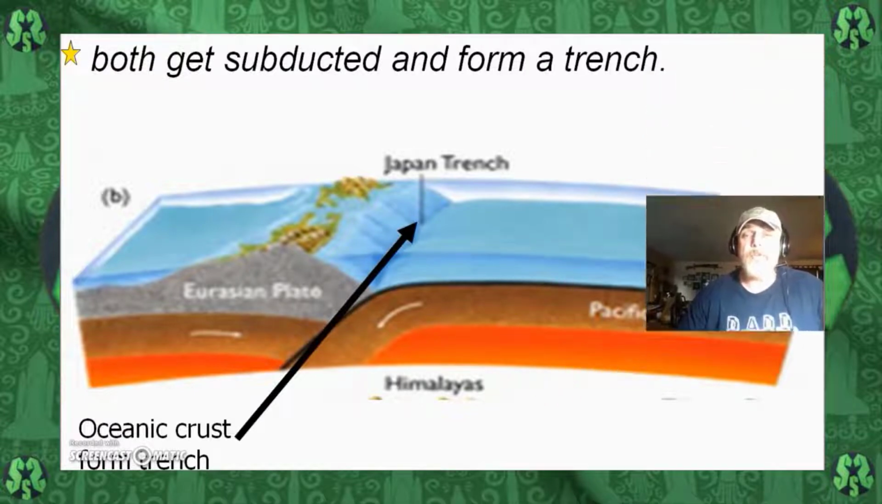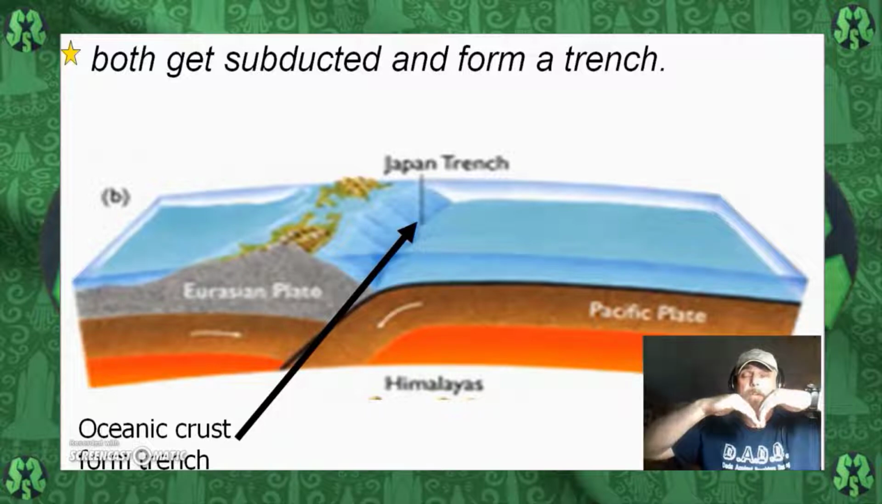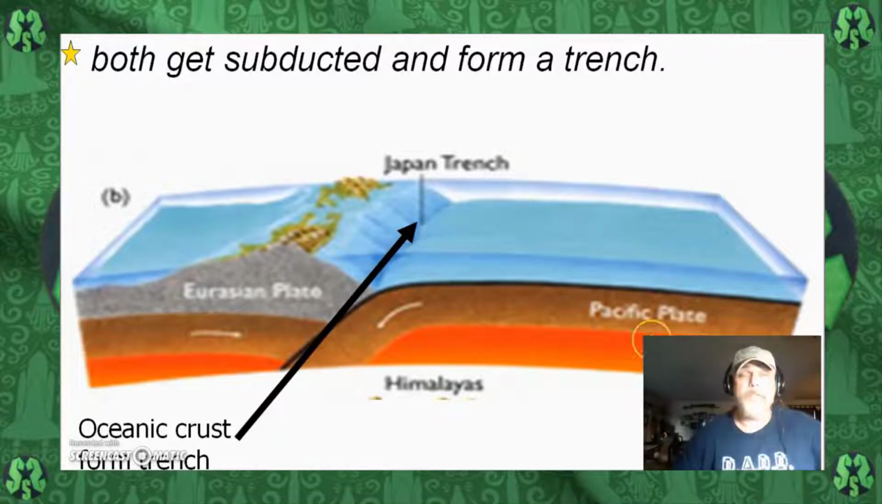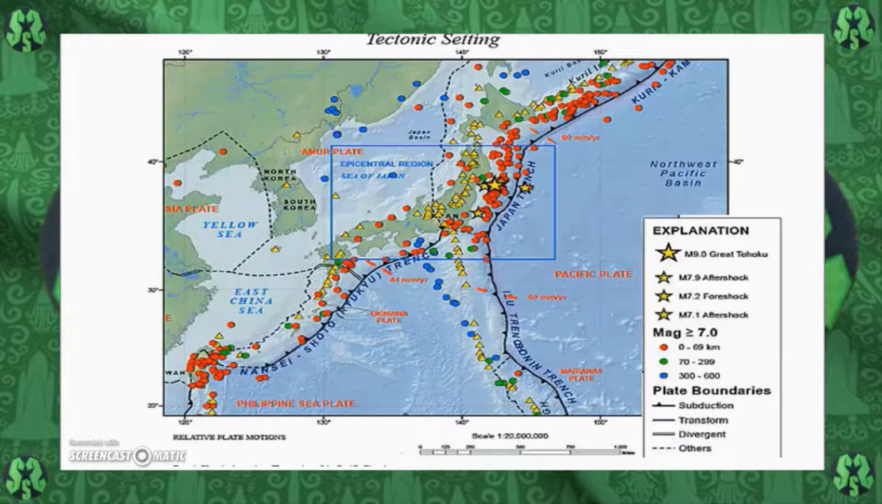What happens then is both plates will get subducted. So both plates, oceanic plates, both very dense, both thin, both get subducted. And there you're going to find another oceanic trench forming, like the Japan Trench right off the eastern coast of Japan. One of the things to look for off the coast of Japan would be many volcanoes, many earthquakes. Here's that Japan Trench right here.